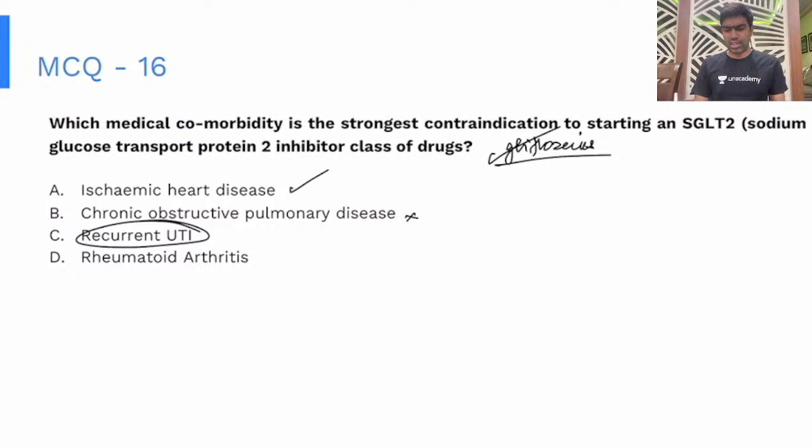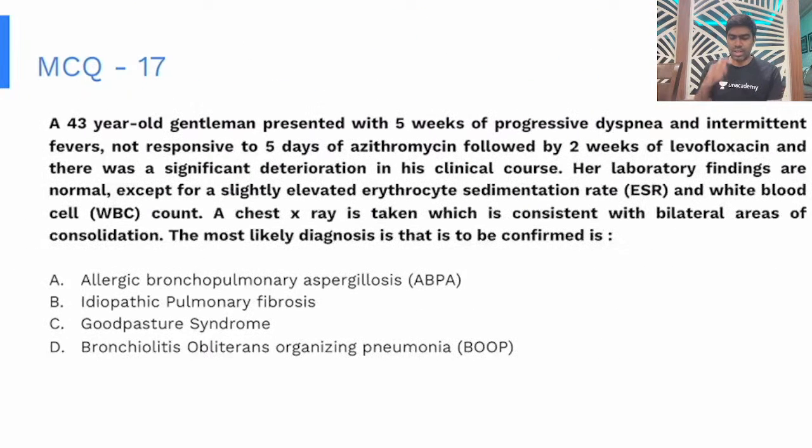COPD, I don't think you have anything to do with COPD and gliflozins, and I don't think you have anything to do with rheumatoid arthritis and gliflozins. So the right answer for this question is going to be option C, that is recurrent urinary tract infection.